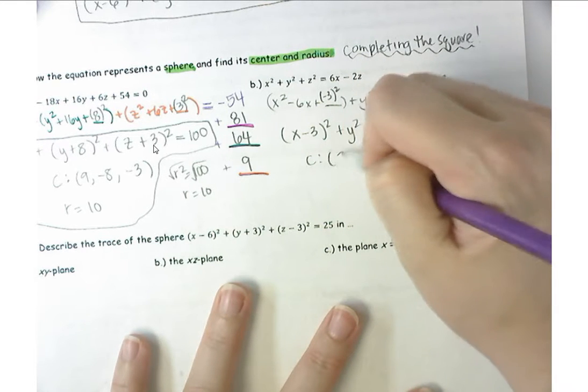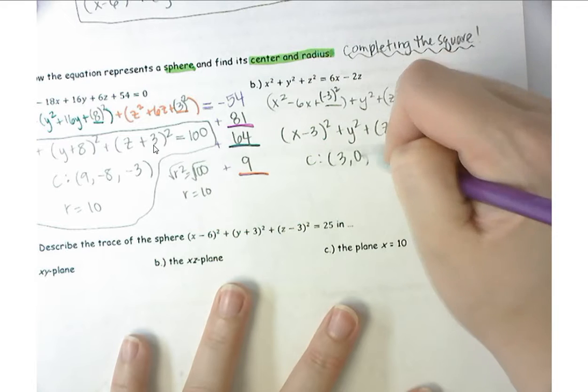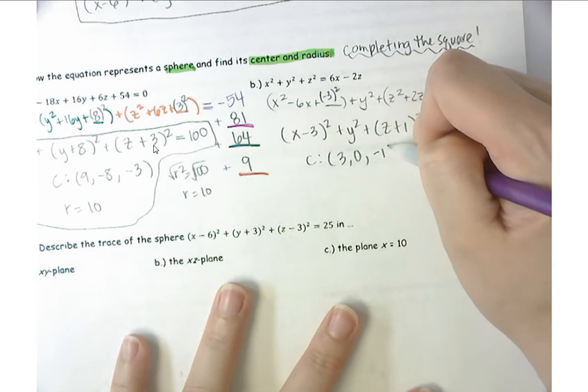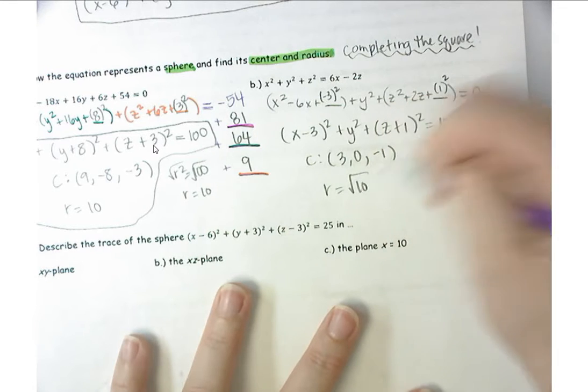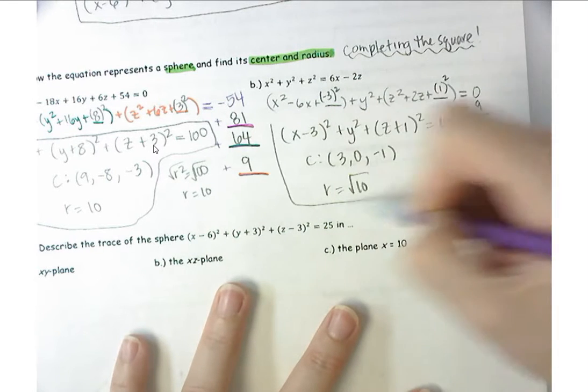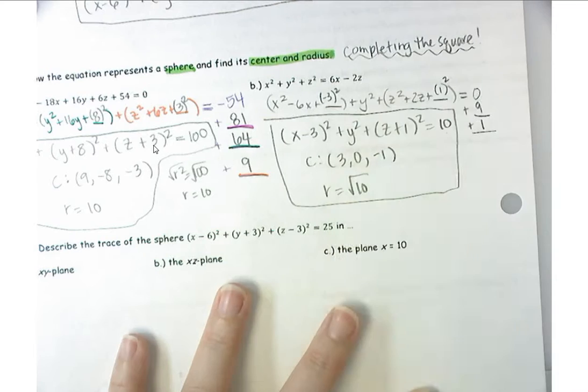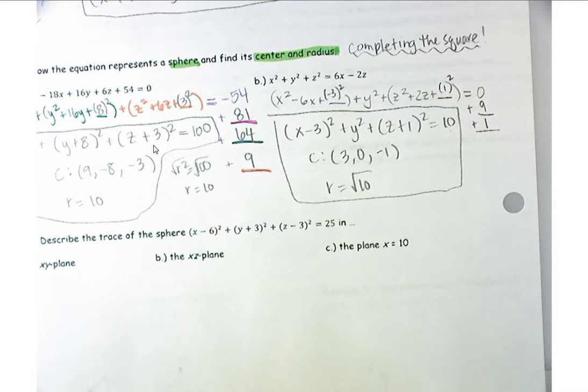So your center would be 3 and then 0 from the y, negative 1. And then your radius is always the square root of that last number. So you will have the square root of 10. How'd we do?